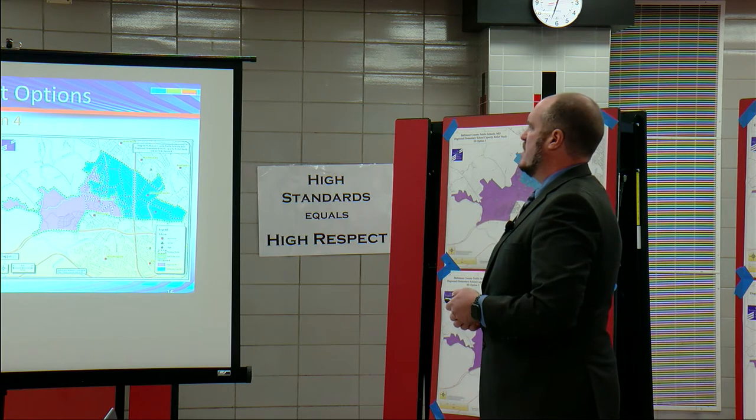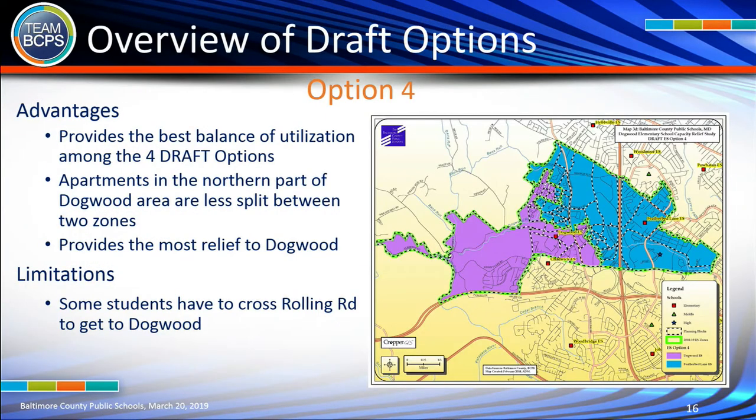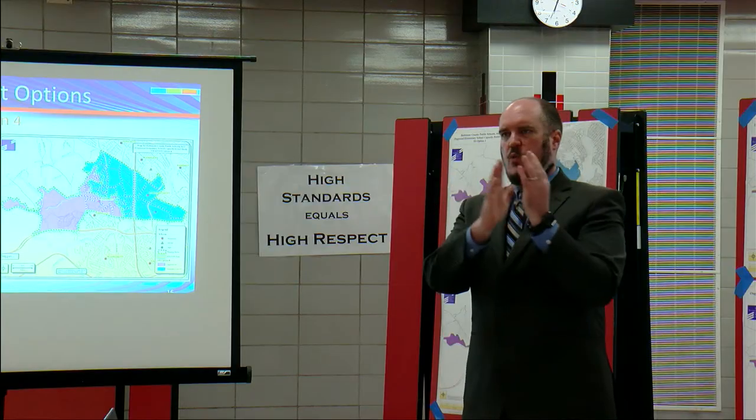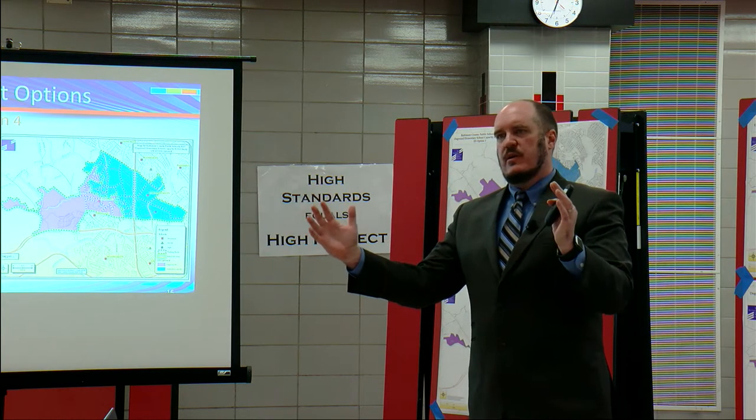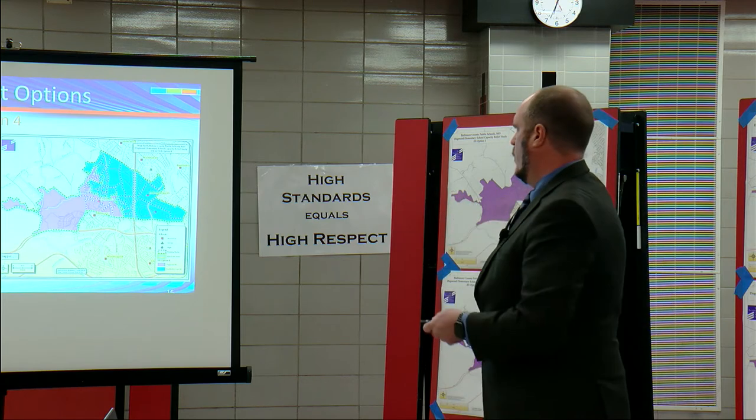Some of the pros and advantages of this are that it does provide the best balance of utilization among all four options, so it gives Dogwood the best relief as it relates to utilization. The apartments in the northern part of the Dogwood area are less split between two zones, so this seems like a more natural split. The other options pulled one area deep inside the community, or a northern section of the apartments being split off. This one tapers it a little bit further west, so a large block of the community goes to Featherbed and the remainder goes to Dogwood.